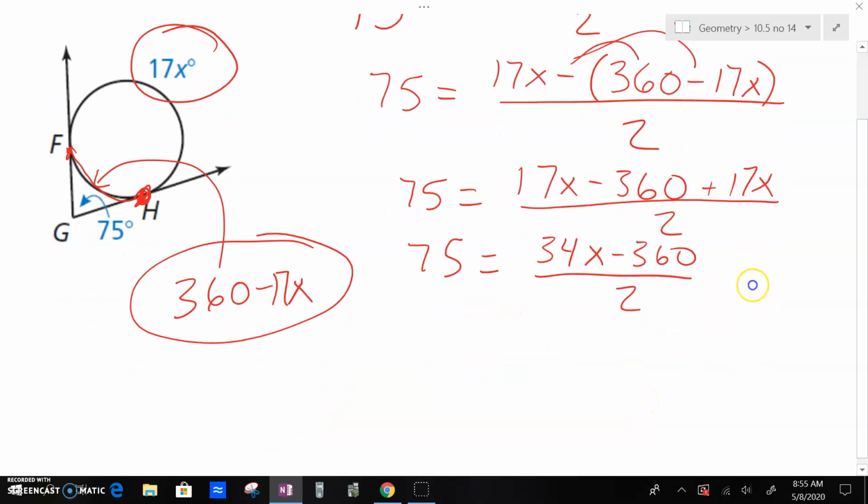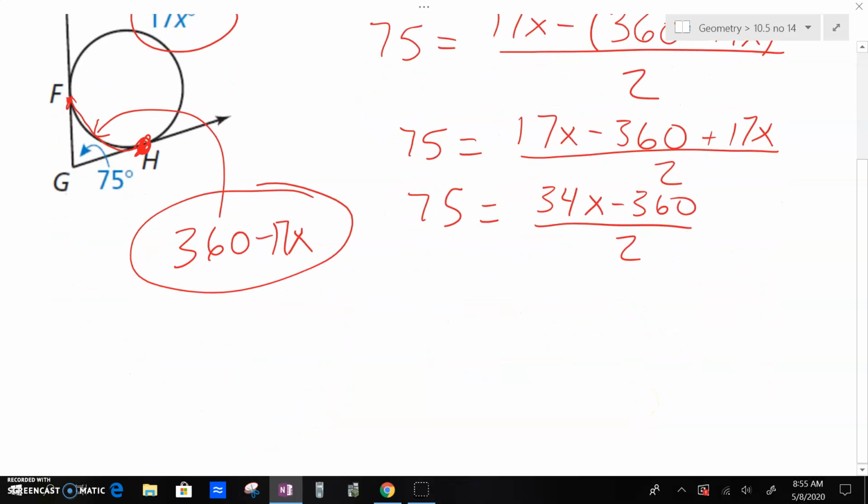I can choose how to handle this. I could either multiply both sides of the equation by 2, or I could divide both pieces in the fraction by 2. Since both pieces in the fraction are even, that's relatively straightforward. 34 divided by 2 is 17, 360 divided by 2 is 180, and now I've got an expression that has no fractions in it.